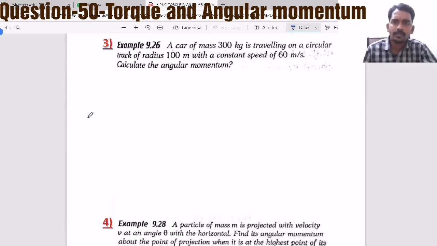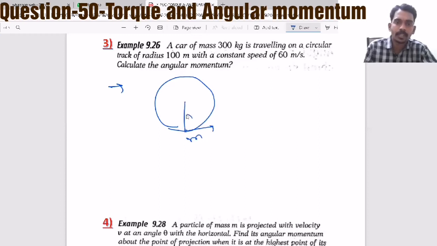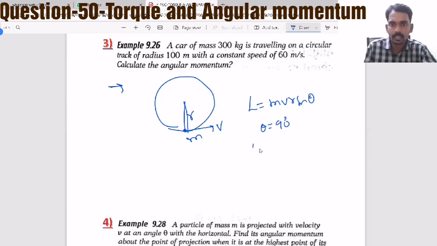Next question. A car of mass 300 kg is traveling on a circular track of radius 100 meters with a constant speed of 60 meters per second. Calculate the angular momentum. Now, for any body moving in a circular path with mass m and radius r, the velocity at every point is along the tangent, which is perpendicular to position r. So the angular momentum will become mvr sin theta, and here theta is 90 degrees. So the angular momentum will become mvr.